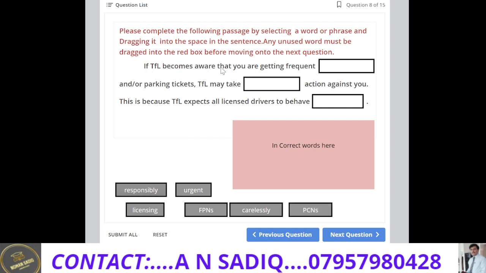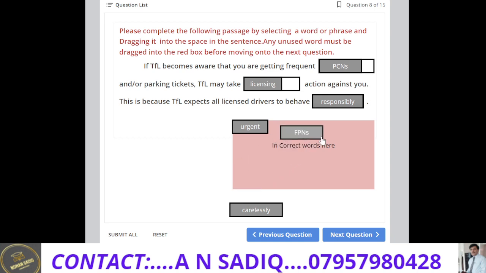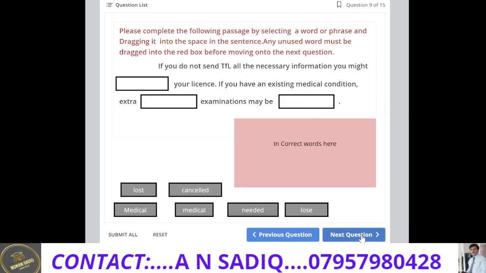So if TFL becomes aware that you are getting frequent PCNs, yes, penalty charge notices, and parking tickets, TFL may take which action? TFL could take licensing action against you. This is because TFL expects all licensed drivers to behave. What do they expect? Behave carelessly? No. Behave responsibly. So you will have to put responsibly here. Urgent we will put here, fixed penalty notices here, and then carelessly here. Then comes the next question.